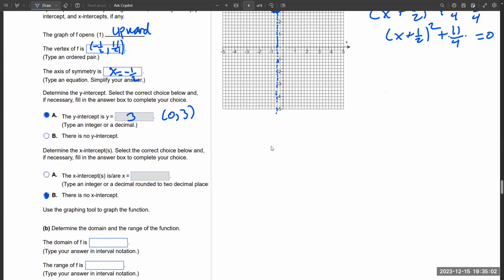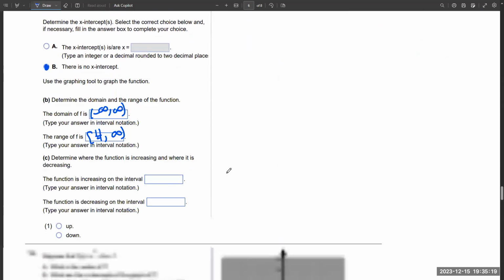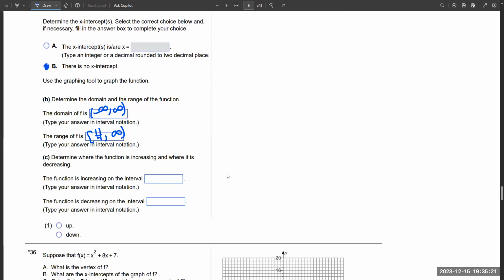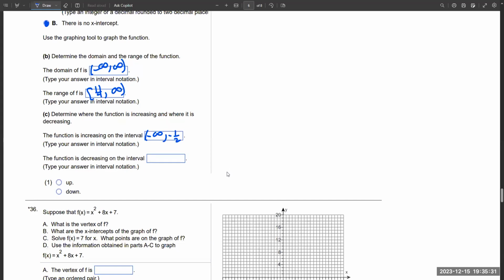Determine the domain and range. So the domain is again going to be negative infinity to infinity. And the range is going to start at 11/4 and go up to positive infinity. Determine where it's increasing and decreasing. It's decreasing from negative infinity to negative 1/2, which is my x value for my axis of symmetry, and then it's increasing from negative 1/2 to infinity.